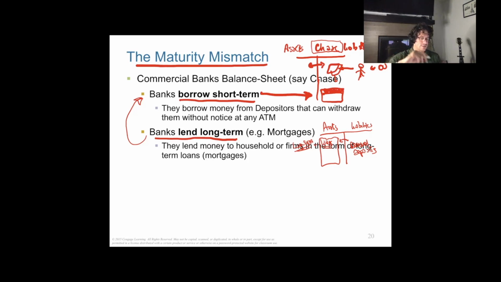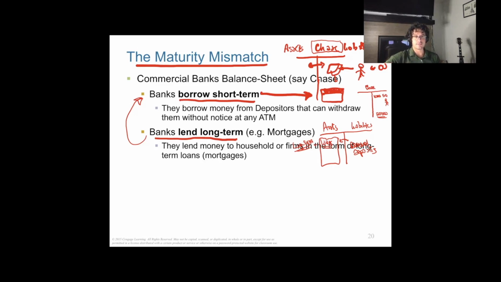Now, let me just draw the balance sheet here. Let's suppose that there are, say, 50 people like me that put $1,000 in the bank in the form of demand deposits. So the liability side of the bank is $50,000. This is the money that is available at Chase.